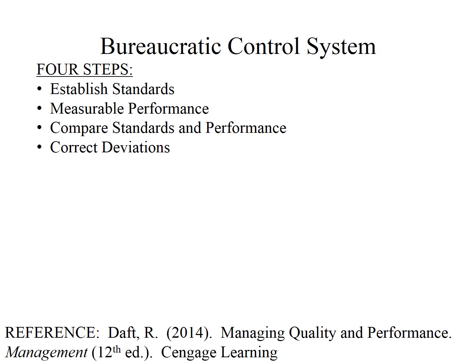The bureaucratic control system that Richard Daft outlined in our text has 4 steps: establish standards, measure performance, compare standards and performance, and correct deviations. The established standards have to be communicated all the way from the top guy to the bottom. The measurable performance is quantitative or qualitative in nature, and these performance measures are compared against the standards, and then it's easy for managers to identify where deviations or corrective actions need to take place.